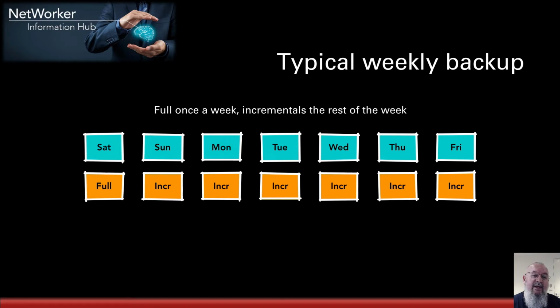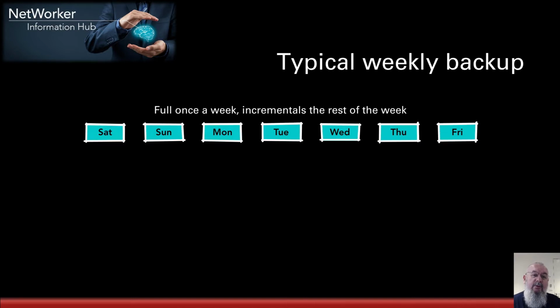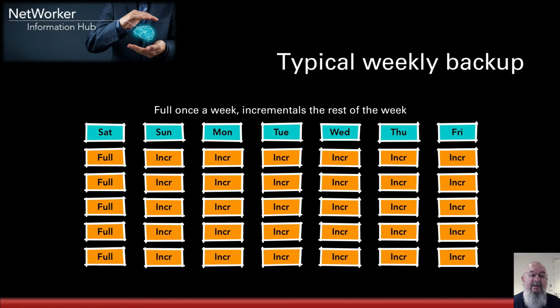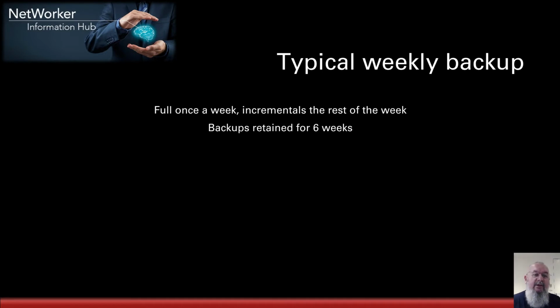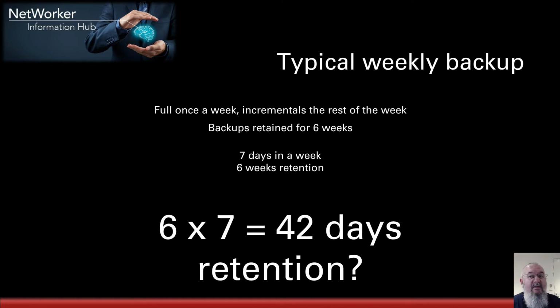Now, for the example that we're going to use here, we'll assume that backups are being retained for 6 weeks. So what that means is if we're doing 6-week retention, then we build up 6 weeks' worth of this sort of backup, where we've got a full on each Saturday and incrementals each other day of the week. So what does that mean from a retention point of view? If we're doing a full backup once a week and incrementals for the rest of the week and retaining those backups for 6 weeks, we know that there's 7 days in a week and we're doing 6 weeks retention, so that should mean, in theory, that we have 42 days retention on our backups.